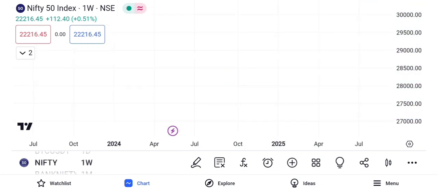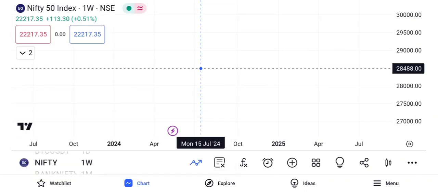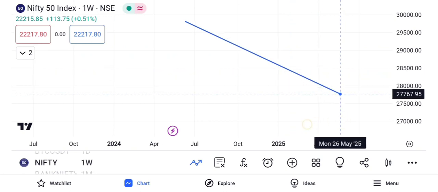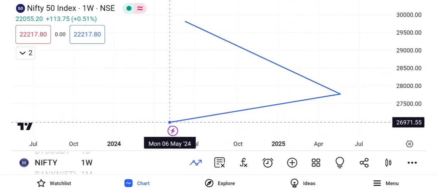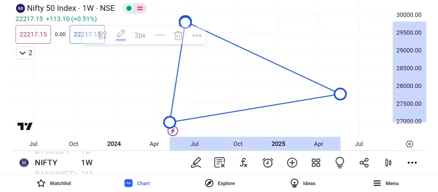So friends, coming to our next chart pattern, that is called triangular pattern, okay. So the market will be in a triangular shape. Let me draw the triangular shape, okay.